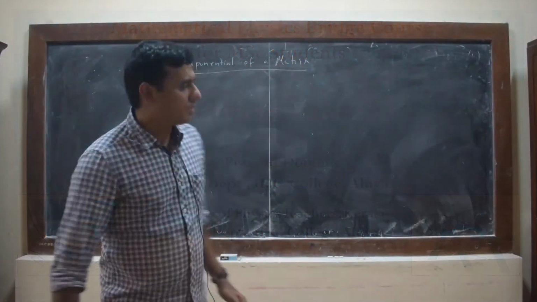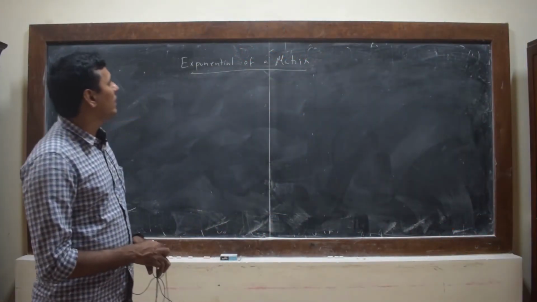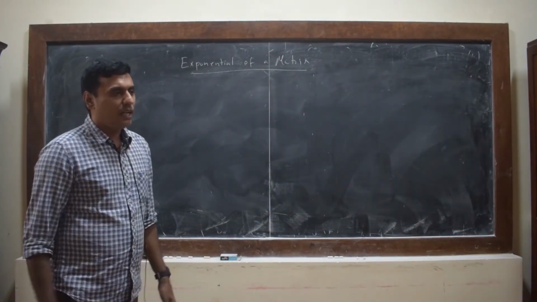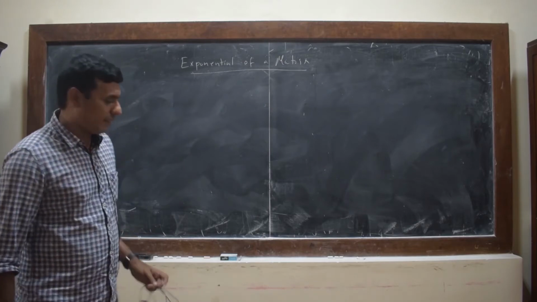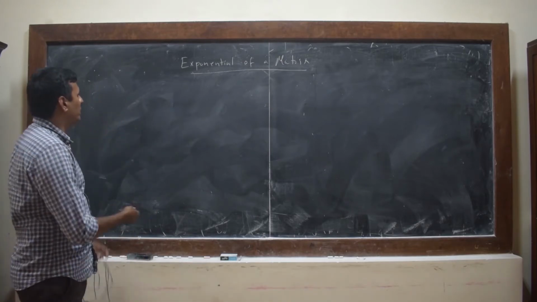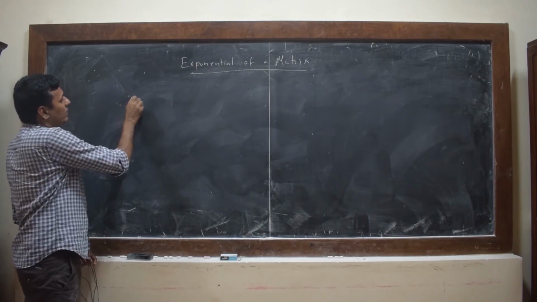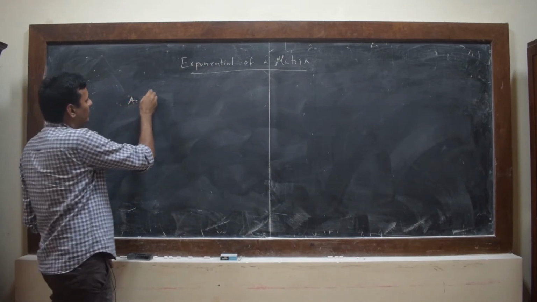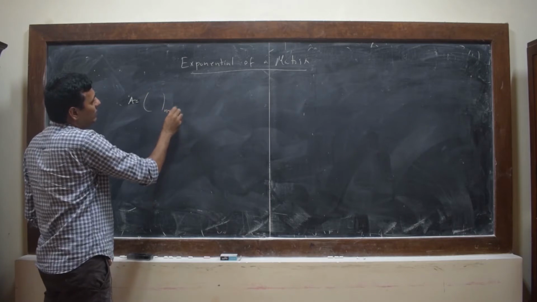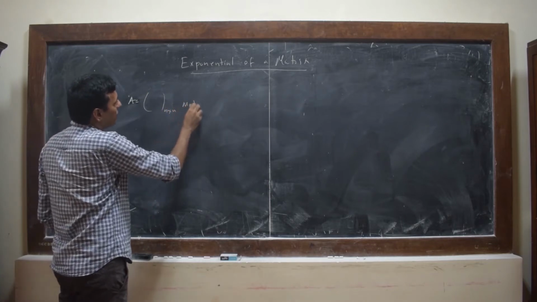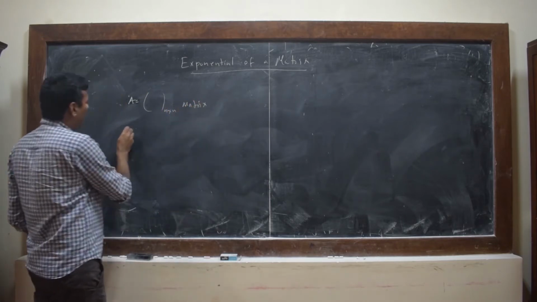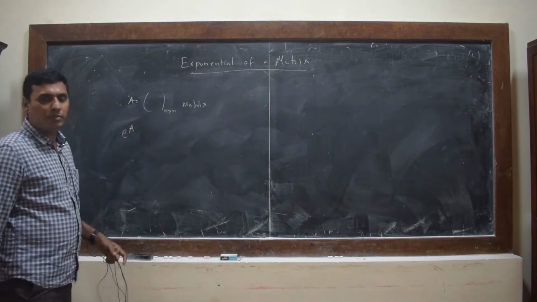In this class we will just look at functions of matrices, and we will just start with the exponential of a matrix. All right. So, suppose A is an n cross n matrix. So, what is e power A? The exponential of a matrix.